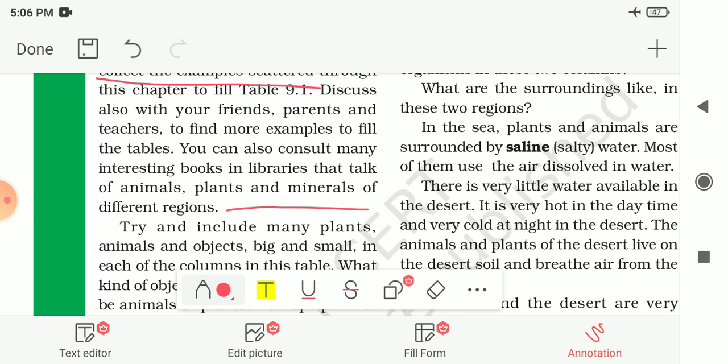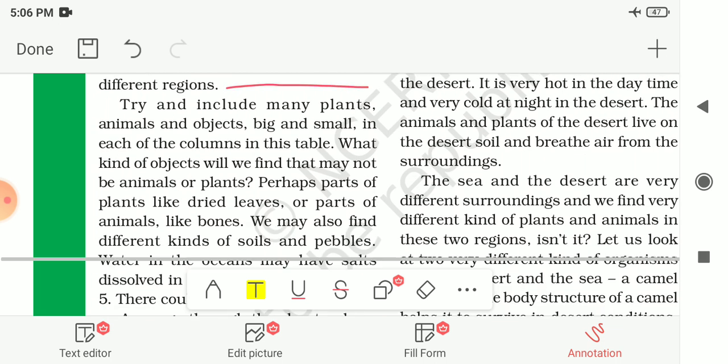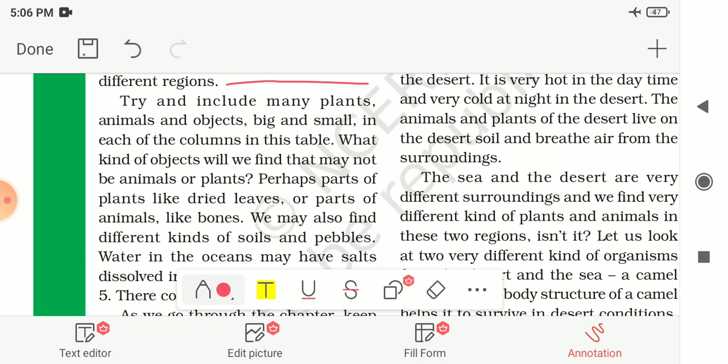Minerals are chemical compounds made up of a single element or more than one element, from which we get other products or metals like copper and gold. So these are known as minerals. You can find out about these animals, plants and minerals from different books also. And try to include many plants, animals and objects, big and small, in each column of this table.